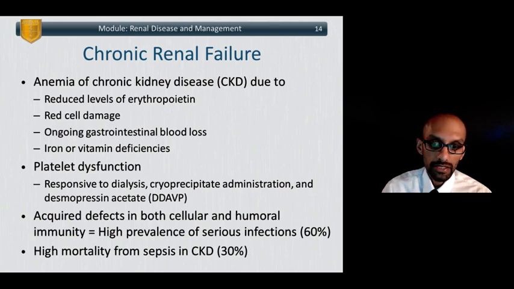Acquired defects in cellular and humoral immunity ultimately place renal failure patients at risk for infections more so than healthy patients. And there's a pretty high mortality from sepsis that develops in a patient with renal disease as they already have one organ system down.